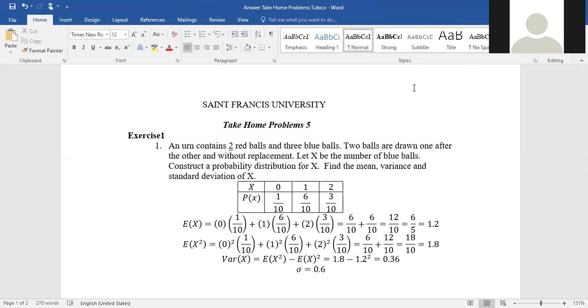To compute the variance, we need the mean of the square, which is E of X squared. That is obtained by squaring each value and multiplying by the probability. So we square 0 and multiply by 1/10. We square 1 and multiply by 6/10. We square 2 to get 4, times 3/10. So we end up with 6/10 plus 12/10, which is 18/10, equals 1.8. So the mean of the square of X is 1.8.